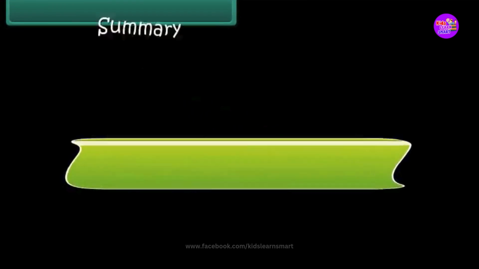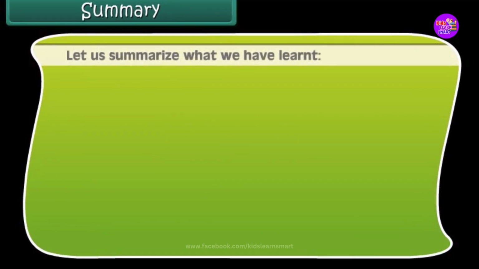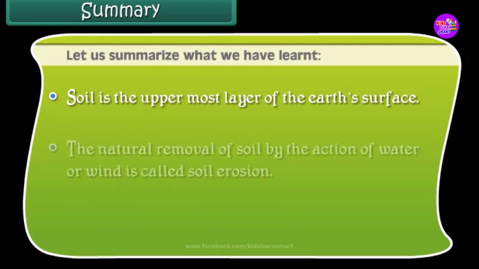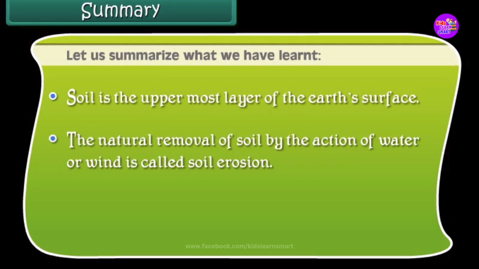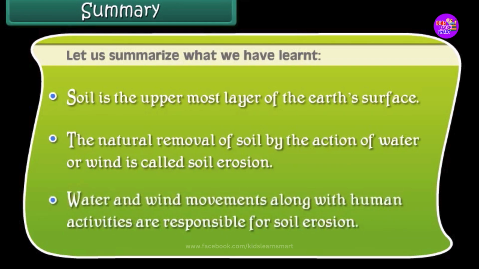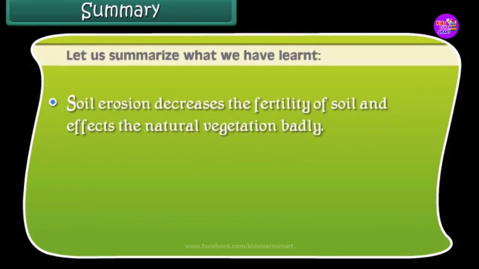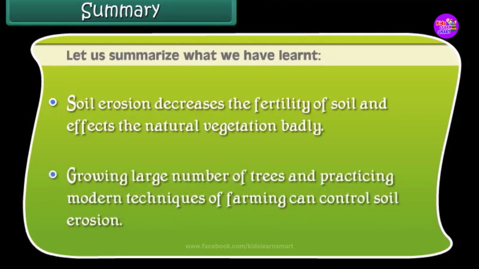Summary. Let us summarize what we have learned. Soil is the uppermost layer of the earth's surface. The natural removal of soil by the action of water or wind is called soil erosion. Water and wind movements along with human activities are responsible for soil erosion. Soil erosion decreases the fertility of soil and affects the natural vegetation badly. Growing a large number of trees and practicing modern techniques of farming can control soil erosion.